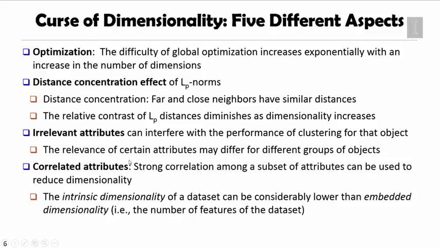The fourth problem is correlated attributes. That means in many cases, you get a subset of attributes, and they may have strong correlation. Then if we take all the dimensions, the dimension is very high, but since they are strongly correlated, these sets of attributes can be represented by only one or two dimensions. That's a dimensionality reduction problem.